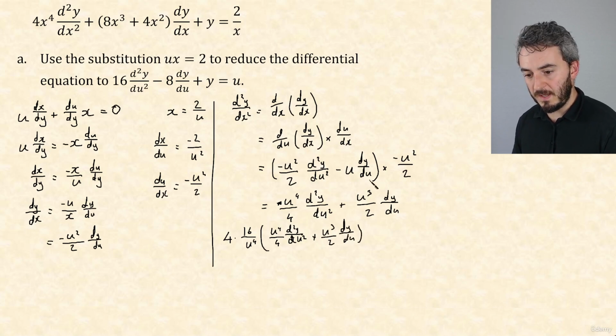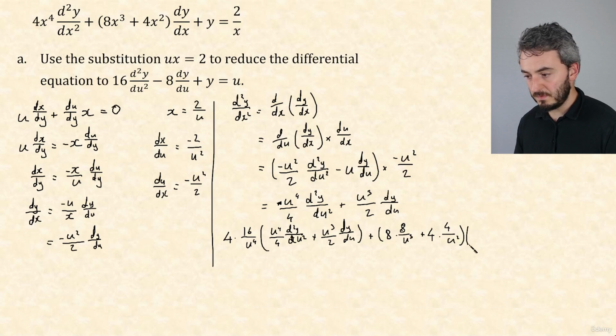Now then it's 8x squared, so that is 8 times x squared, which is 8 over u cubed, plus 4x squared, so that's 4 times x squared, which is 4 over u squared, times dy by dx, which is minus u squared over 2 dy by du.